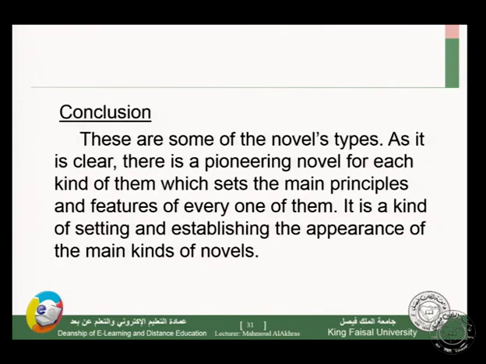Conclusion: these are some of the novel's types. As it is clear, there is a pioneering novel for each kind of them, which sets the main principles and features of every one of them. It's a kind of setting and establishing the appearance of the main kinds of the novels with their examples.